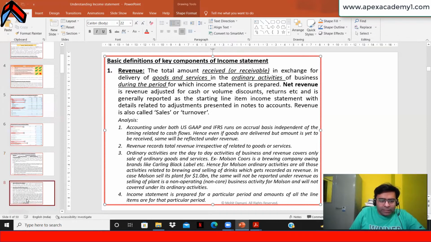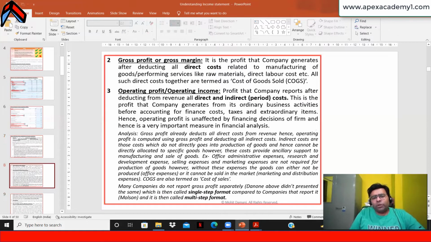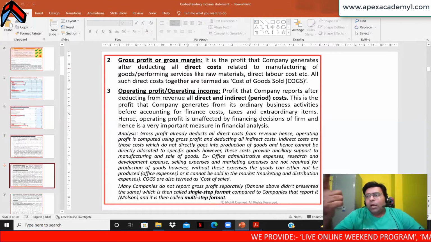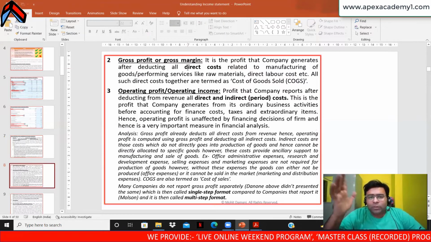Okay. Then next is gross profit or gross margin. What do you mean by gross profit? It's basically revenue minus all the direct costs. What are the direct costs? Something which directly goes into the manufacturing of that product: raw material, labor, overhead, etc. All these are direct costs.